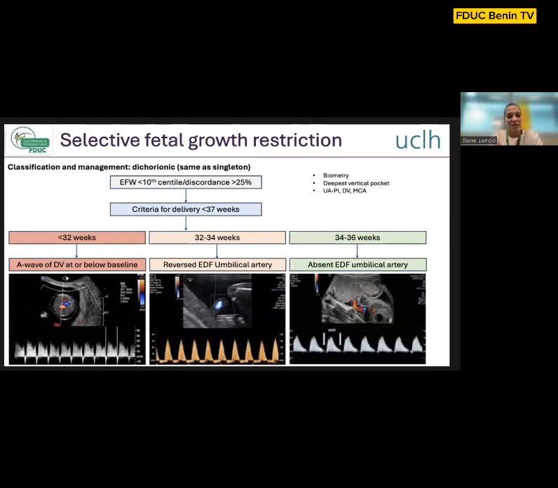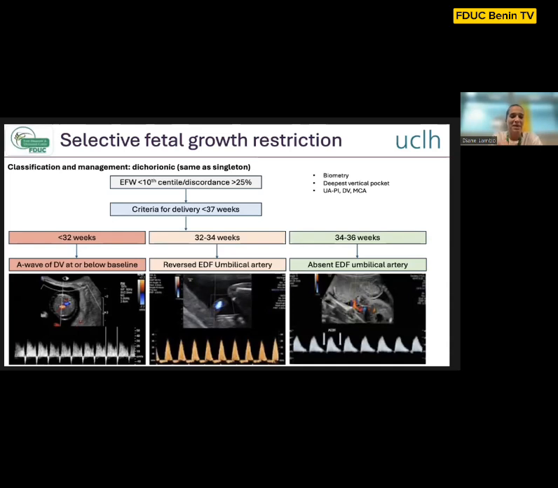And essentially what that means is that, again, you've scanned the baby, you've identified that one is below the 10th centile, your discordancy is more than 25%. However, here you have Doppler abnormalities. So how do your Doppler abnormalities guide the timing of delivery?